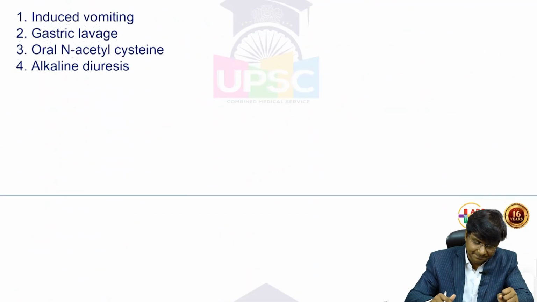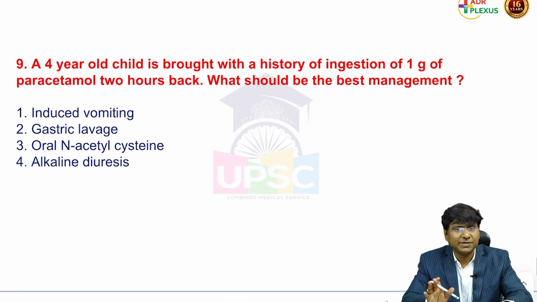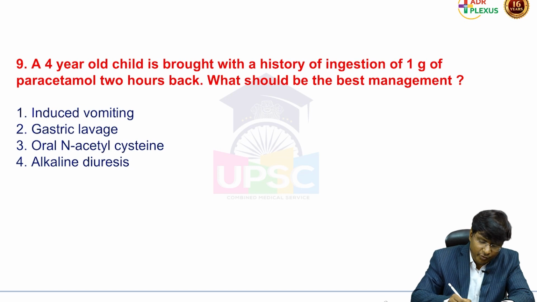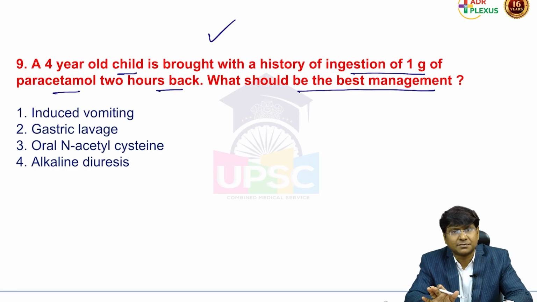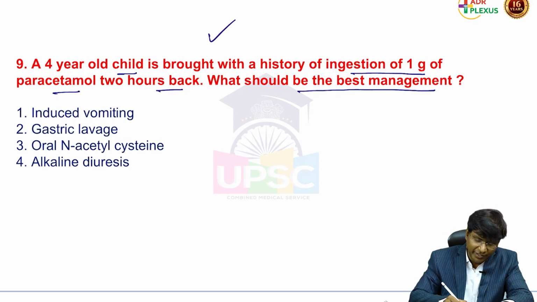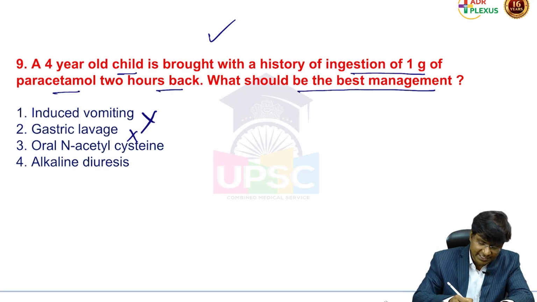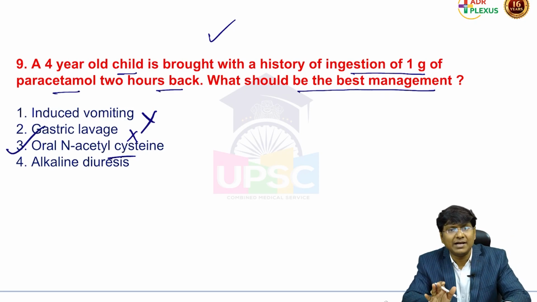Next question. Okay, so the next one is a repeat question. A 4-year-old child is brought with a history of ingestion of 1 gram of paracetamol 2 hours back. What should be the best management? So 2 hours is over, so the gastric emptying also might have been done with the patient. So doing gastric lavage or inducing vomiting will be of no use. So what do you need to give in these patients? That is oral N-acetylcysteine has to be administered in this patient.